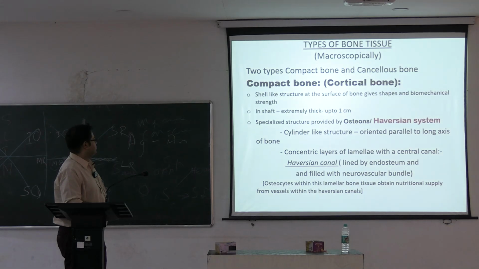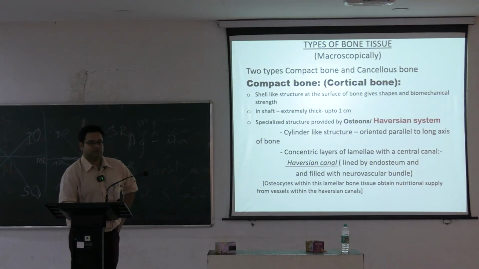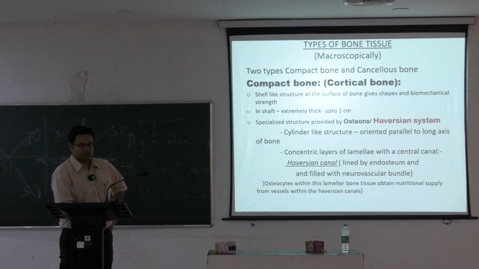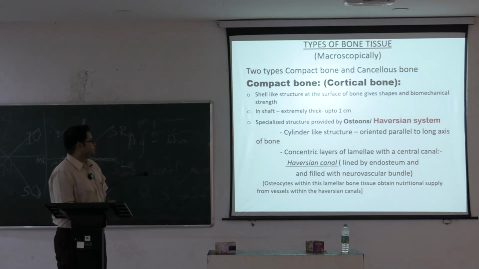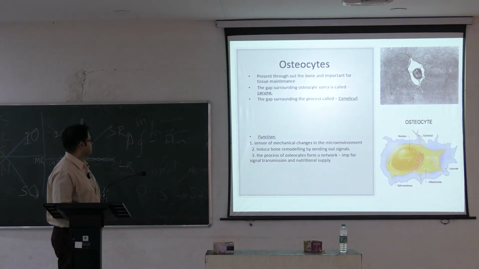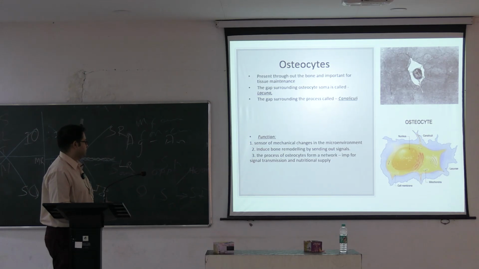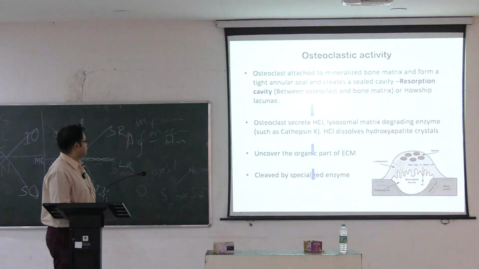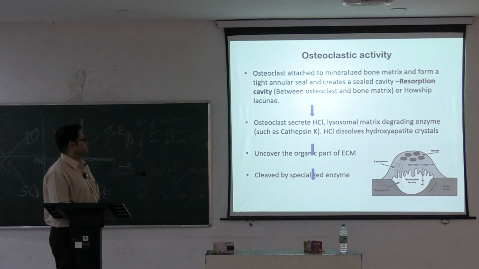Macroscopically, what are the two types of bone tissue? The cortical bone and the spongy bone. The cortical bone is the part of the bone which we see in the diaphysis, and in the metaphysis and the epiphyseal areas, we see the spongy bone. What is the osteocyte? The osteocyte is the functional unit of a bone. The gap which surrounds the osteocyte soma is called the lacunae, and the parts which surround the processes are called the canaliculi.